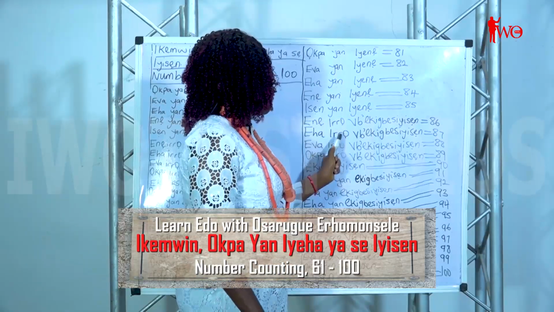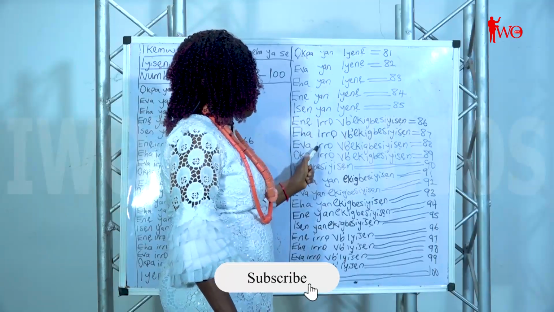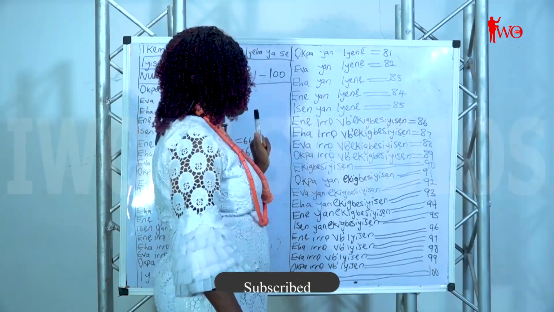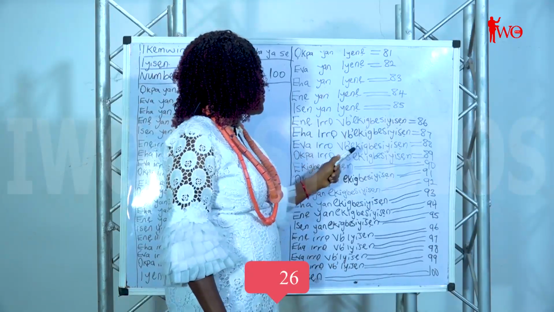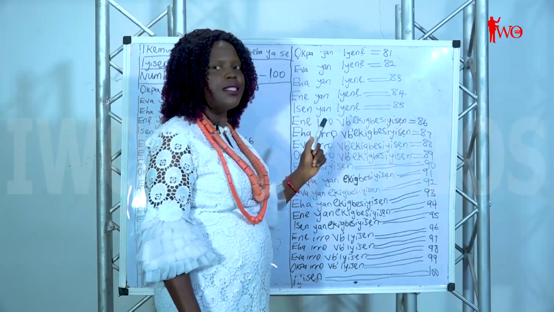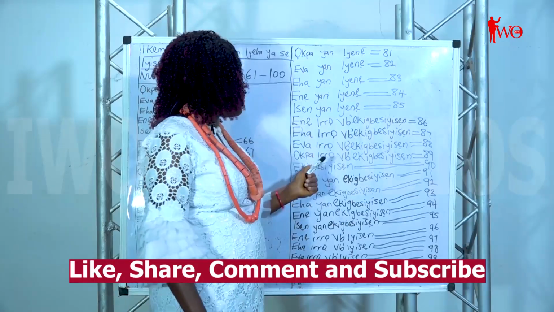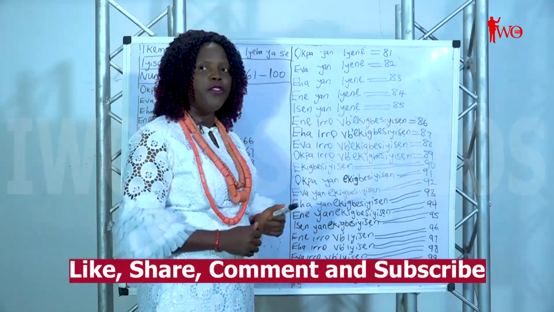Ehairo kigbesi yisen 87. Evairo kigbesi yisen 88. Okpairo kigbesi yisen 89. Ekigbesi yisen. This ekigbesi yisen means 90, and it means that you are removing 10 from 100.